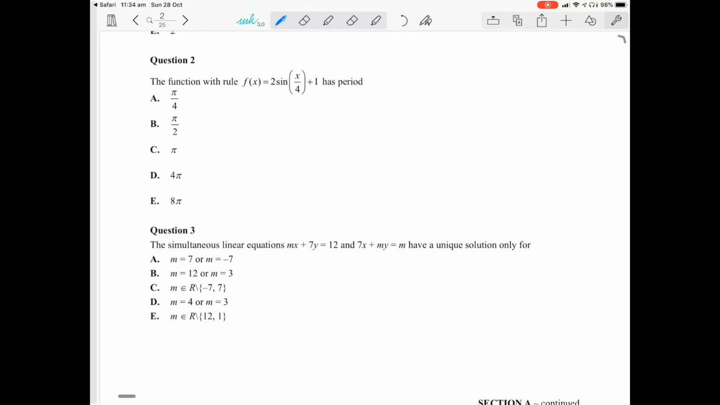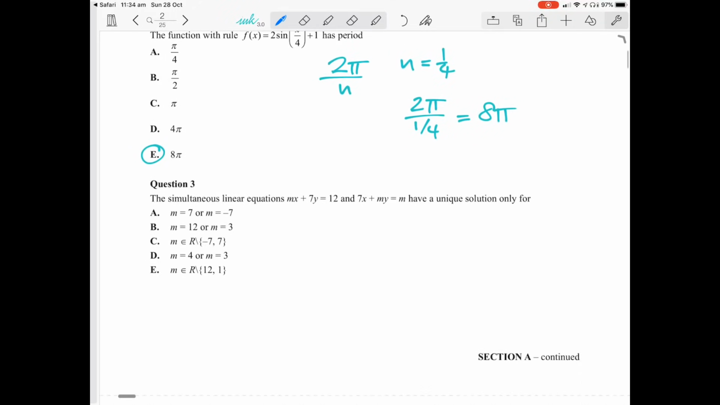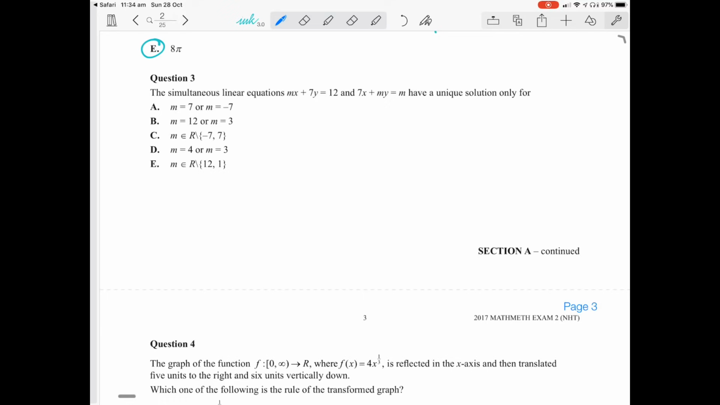This has a period. It's 2 pi on n. N is a quarter. So 2 pi on 1/4, which is 8 pi. Nice start. Simultaneous linear equations have a unique solution.